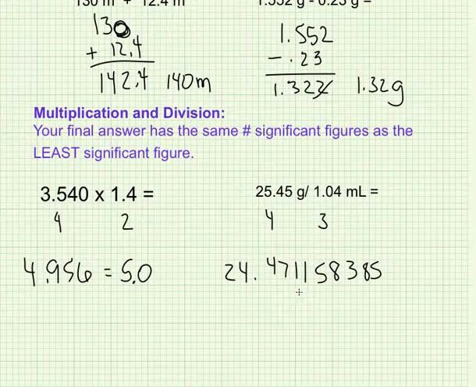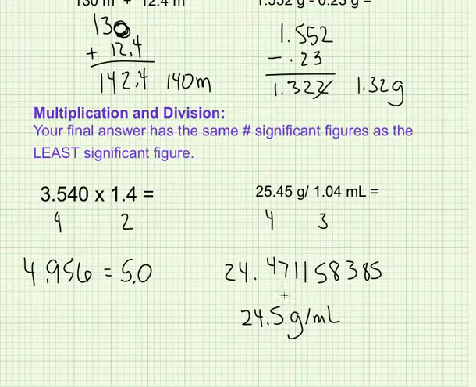And yet when we're doing measurements, most of those have no meaning. They're just a mathematical computation. As far as telling you how accurate your number is, it doesn't tell us anything. I need to round this to 3 significant figures. That's going to give me 24.5, and that would be grams per milliliter.